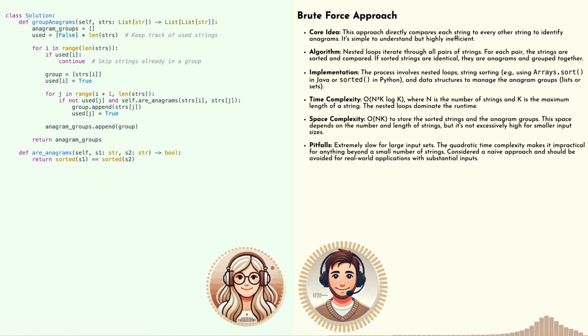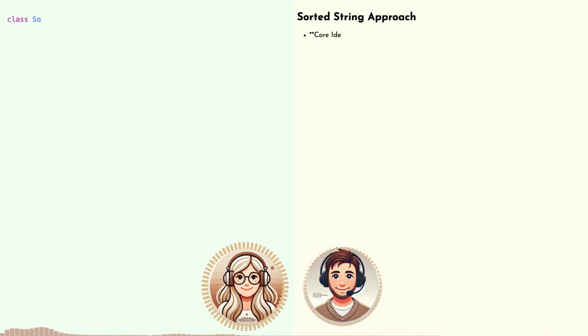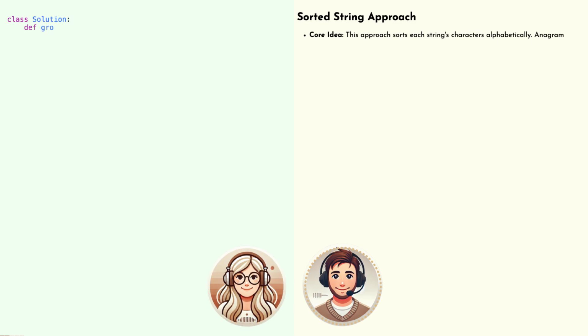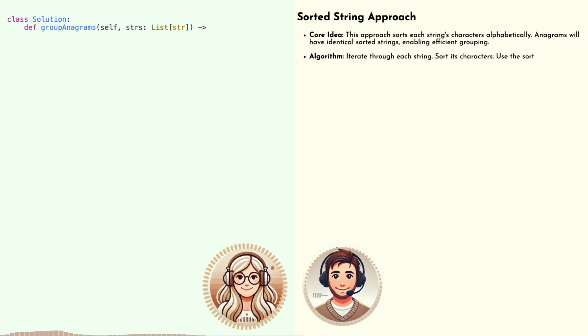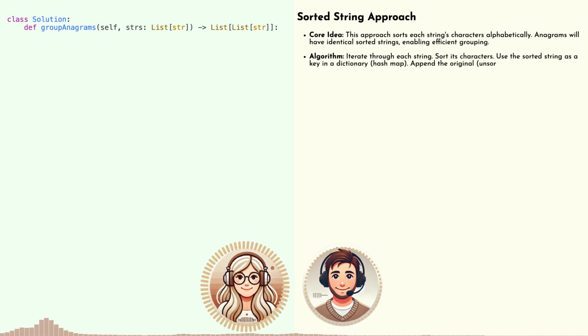All right, so brute force is out. What's a smarter approach? I'm guessing we don't want to be comparing every word to every other word. There must be a more elegant way. There is, and this is where things get interesting. What if, instead of comparing the words directly, we find a way to represent them so that anagrams have the same representation?